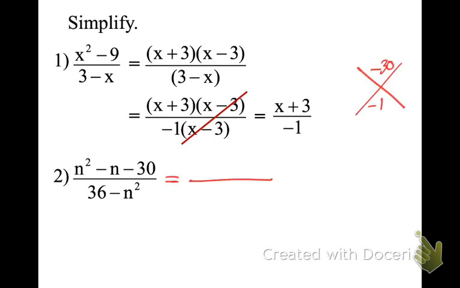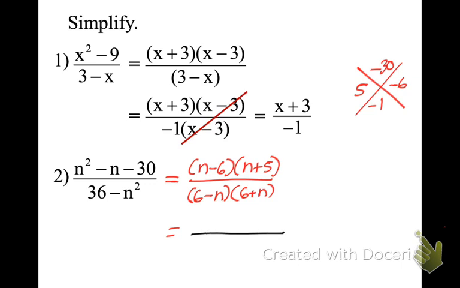Okay, so what multiplies to negative 30 and adds to negative 1? Go, Annabella. Negative 6 and 5. Good. So this becomes n minus 6 times n plus 5. And when I factor the denominator, I get 6 minus n times 6 plus n. What can I do to make that so I can cross cancel?